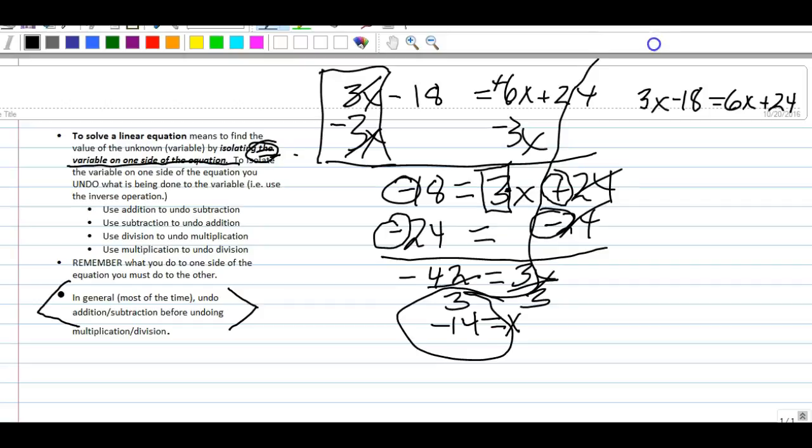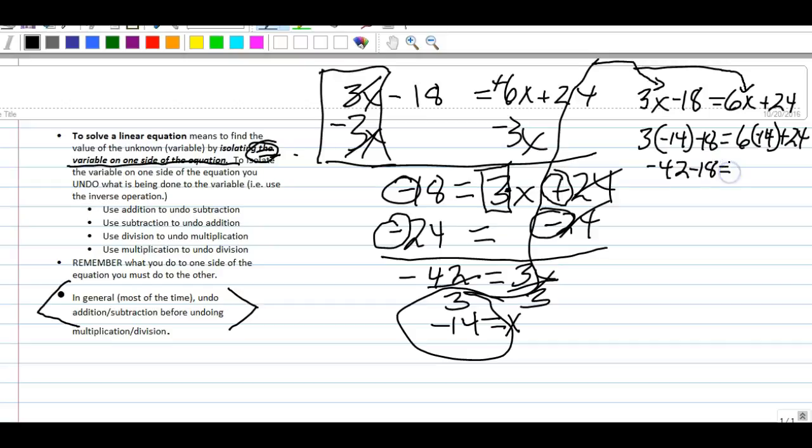So everywhere I see an x, I'm going to substitute in negative 14. So that's 3 times negative 14, subtract 18, should equal 6 times a negative 14 plus 24. 3 times a negative 14 is negative 42. Subtract 18. 6 times a negative 14 is a negative 84 plus 24.